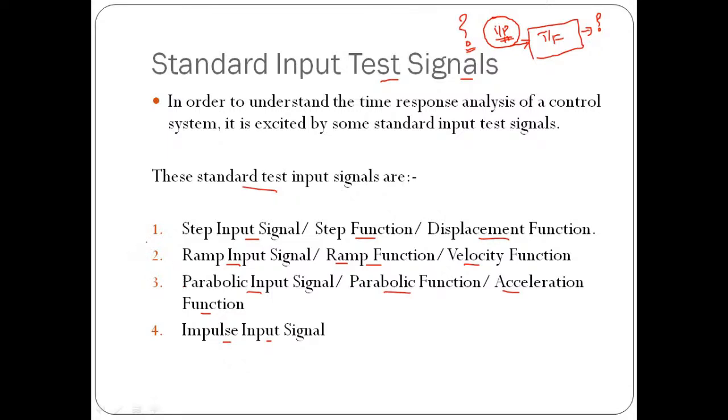Now the question is, why do we have only these four standard test input signals? Why not five or why not three? Why do we name them test input signal, step input signal, then ramp input signal, parabolic, and impulse? Why is their name not a different one, and why are they like step, ramp, parabolic, and impulse? So let us first analyze that.